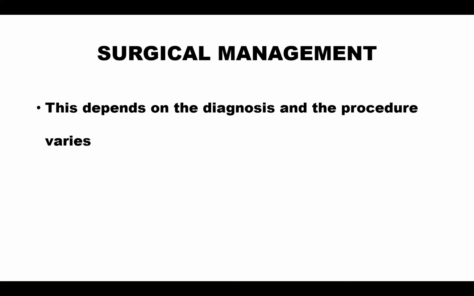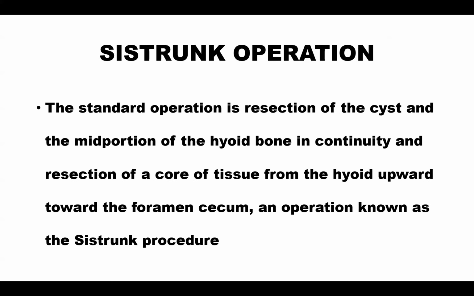Now, when it comes to surgical management, this depends on the diagnosis and the procedure varies, okay? For instance, the Sistrunk operation. This is the standard operation you do when you are dealing with a thyroglossal duct cyst. It's the resection of the cyst and the mid portion of the hyoid bone in continuity, and resection of a core of tissue from the hyoid upward to the foramen cecum. This procedure was described by Sistrunk for thyroglossal duct cyst.